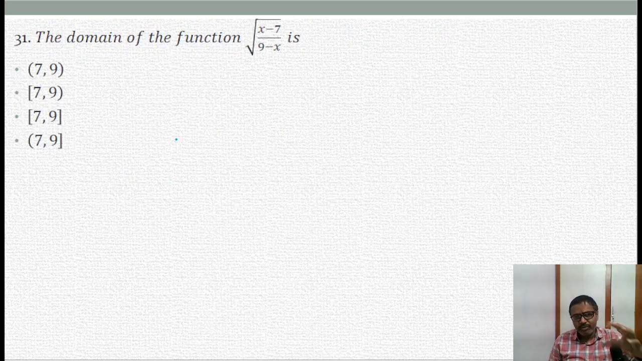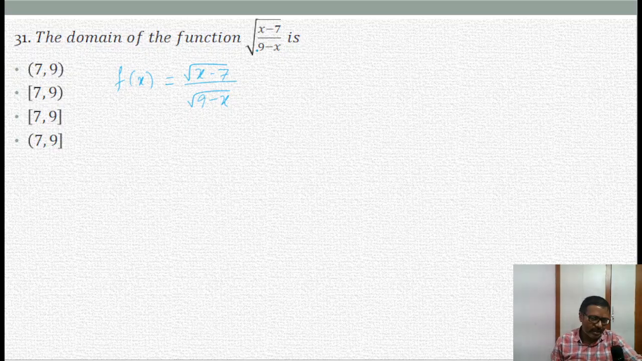The domain of the function. So what is given? f(x) is equal to, I will write like this, root of (x minus 7) divided by root of (9 minus x). To find the domain of this, we need to check what values are feasible for the numerator and what values are feasible for the denominator. If you get two different intervals, we need to go with the intersection. Keep it in mind.